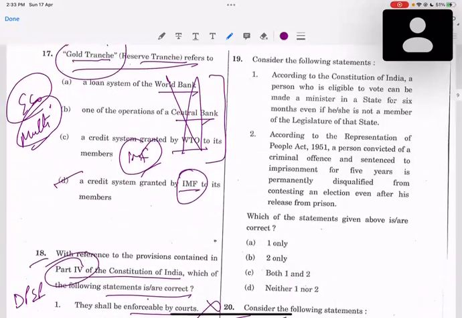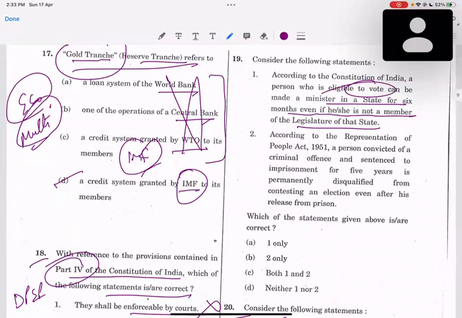And according to the Constitution of India, a person who is eligible to vote can be made a minister in the state for 6 months, even if he or she is not a member of the legislature of the state. All right. Yes, he can be made even if he is not a member of the legislature of that state.